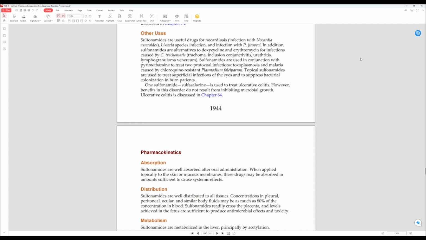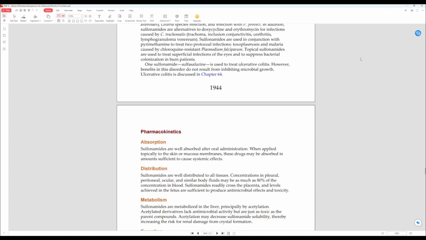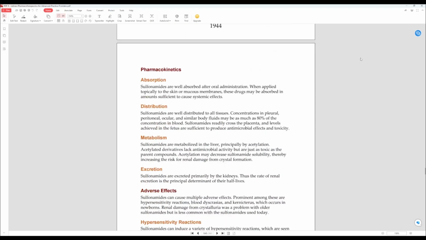One sulfonamide, sulfasalazine, is used to treat ulcerative colitis. However, benefits in this disorder do not result from inhibiting microbial growth. Ulcerative colitis is discussed in further detail in Chapter 64.